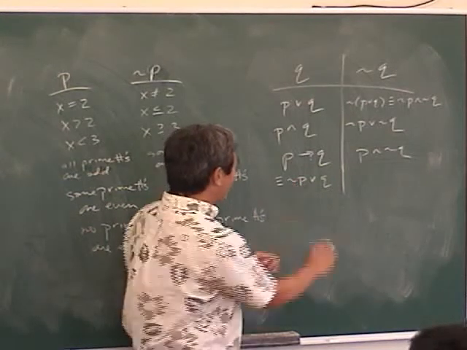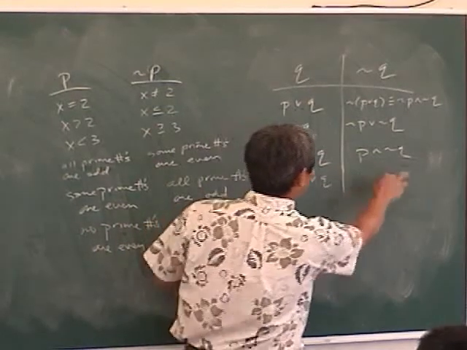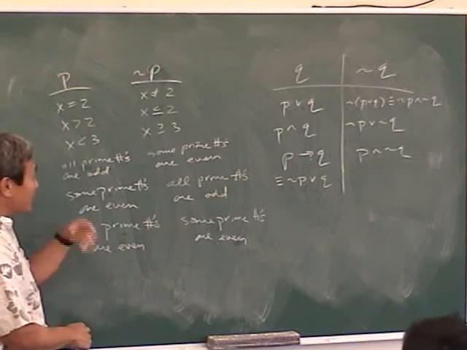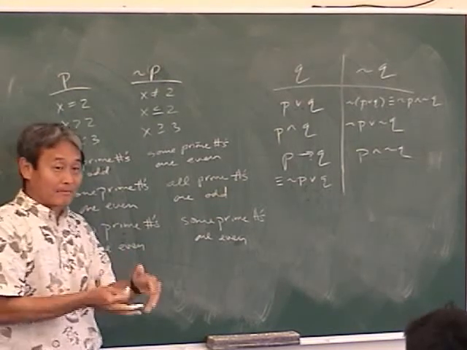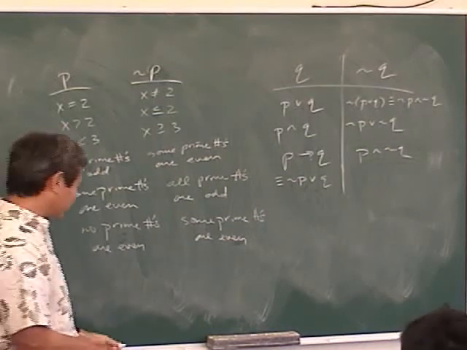So how do you negate an OR statement? That's just like the one up here. You distribute the negation sign and you get P and not Q. So the negation of a conditional statement is actually an AND statement. So you've got to be careful about that one.